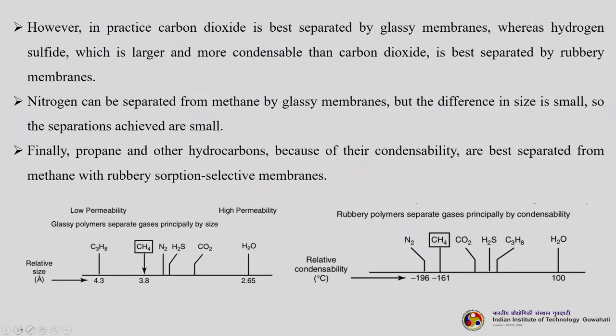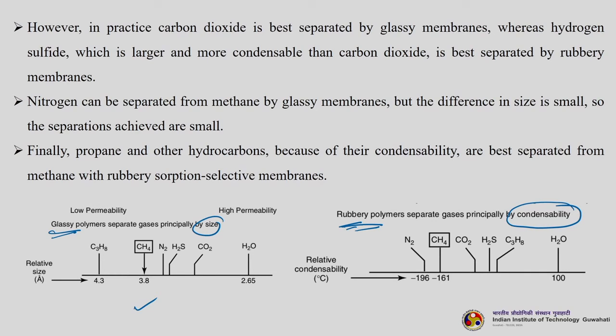natural gas. However, in practice carbon dioxide is best separated by glassy membranes, whereas hydrogen sulfide, which is larger and more condensable than carbon dioxide, is best separated by rubbery membranes. Now, nitrogen can be separated from methane by glassy membrane. You can see this is glassy polymers and this is rubbery polymers. The glassy polymers usually separate by size separation or a sieving mechanism, whereas in rubbery polymers the separation is happening by the condensability factor. Okay. The differentiation in condensability.